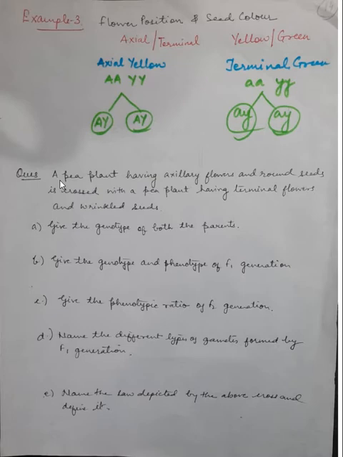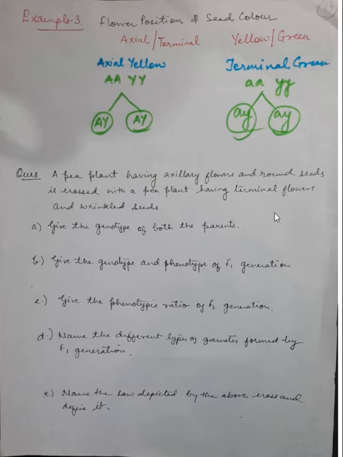Next question which you will do is a pea plant having axillary flowers and round seeds. It is different, not this one. इसको पूरा calculate करना F2 तक, ठीक है. Is crossed with the pea plant having terminal flowers and wrinkled seeds. Give the genotype of both the parents. अब देखो ये क्वेश्चन समझ में आ रहा है ना, कि ये तो आपको रॉ मटेरियल मिल गया, ठीक है.